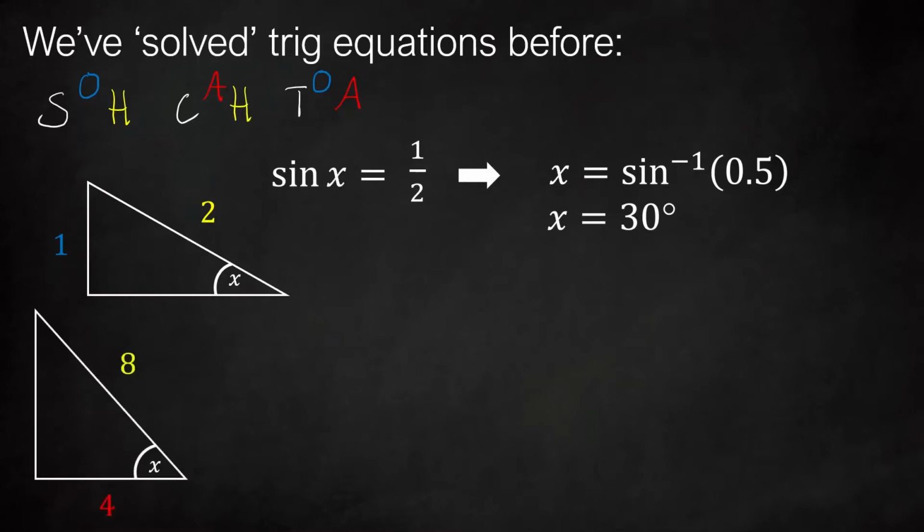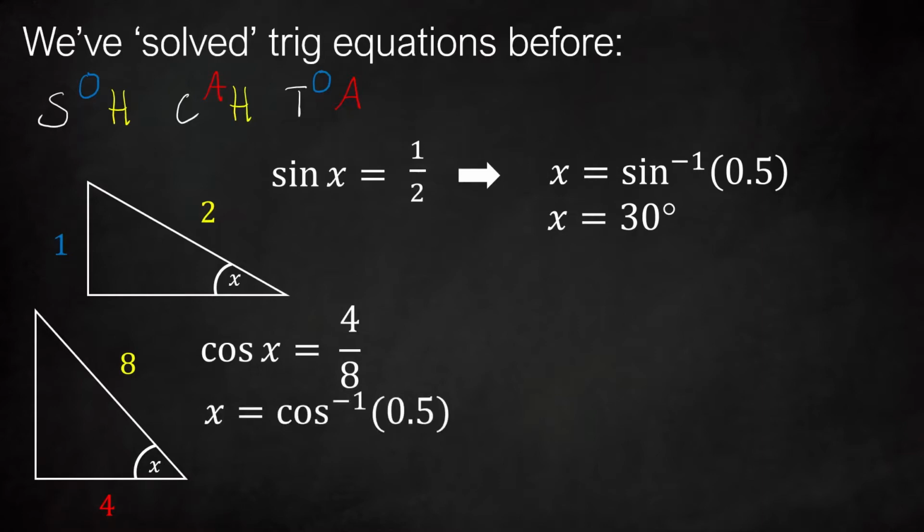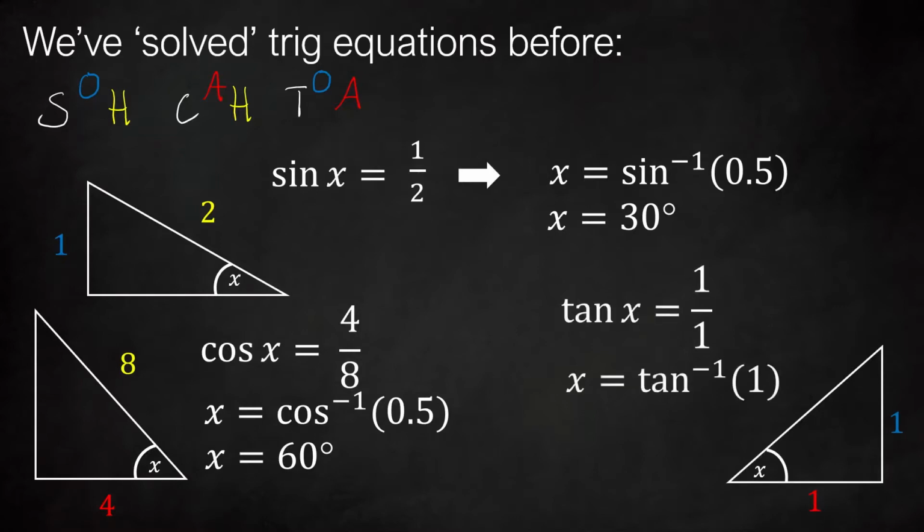So if you look at this triangle here, we can see we've got the adjacent and the hypotenuse, so we need to use cos. So cos x is 4 over 8. And to get x, we just do the inverse cos of 4 over 8, which is a half, or 0.5. And if you pop this in your calculator, it'll come out to be 60 degrees. One more triangle now. You can see we've got the opposite and adjacent, so we need to use tan. So tan x is 1 over 1, which is just 1. And the inverse tan of 1 comes out to be 45 degrees.